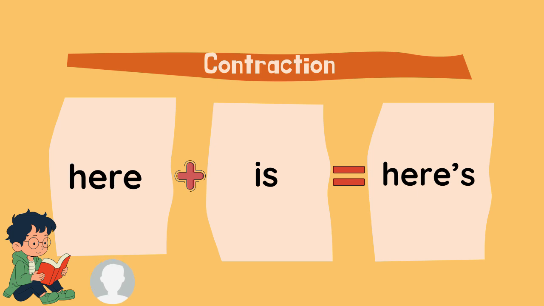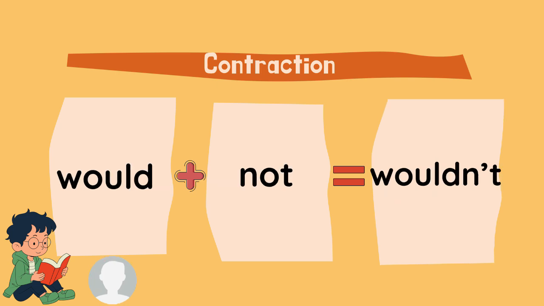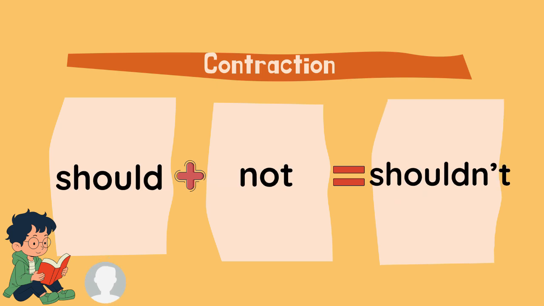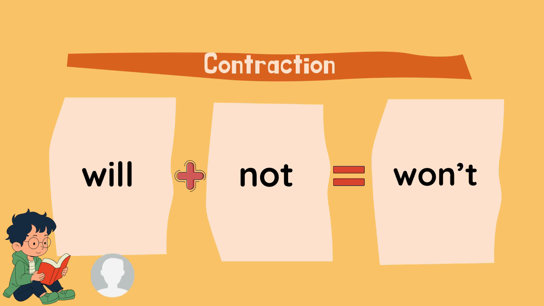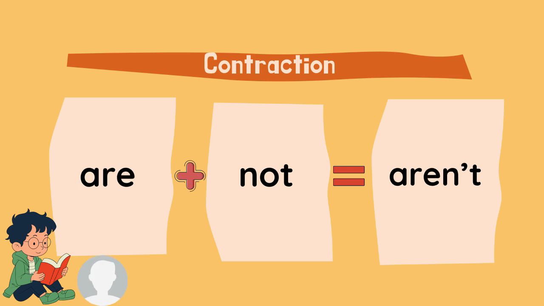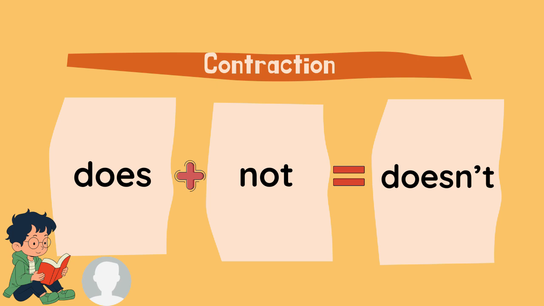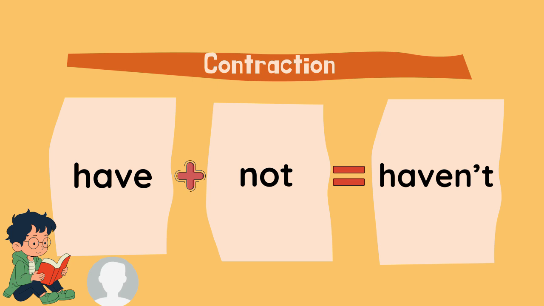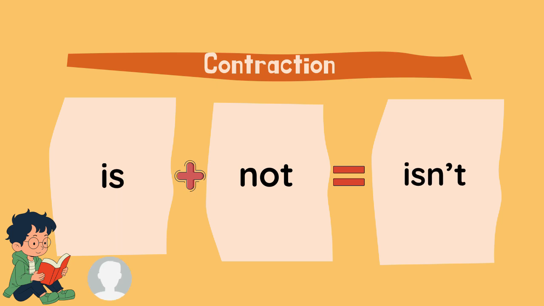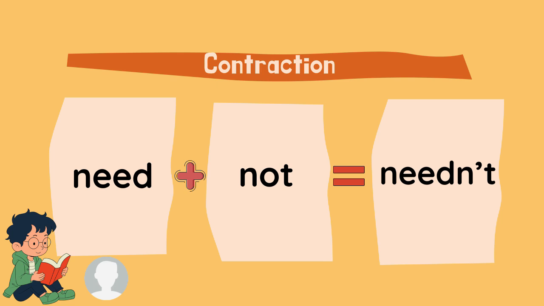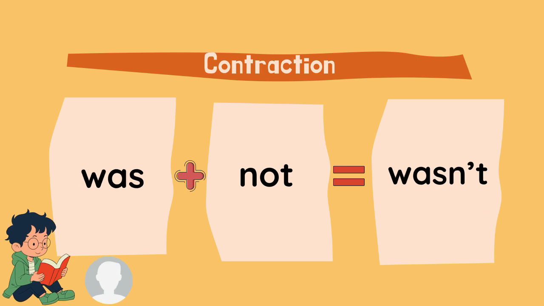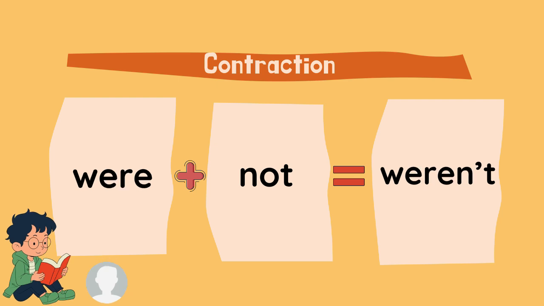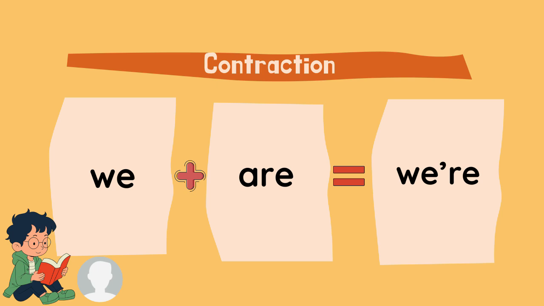He is, he's. Here is, here's. Let us, let's. Would not, wouldn't. Should not, shouldn't. Will not, won't. Did not, didn't. Are not, aren't. Does not, doesn't. Had not, hadn't. Have not, haven't. Is not, isn't. Need not, needn't. Was not, wasn't. Were not, weren't. We are, we're.